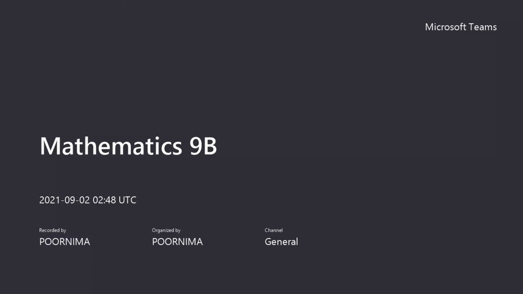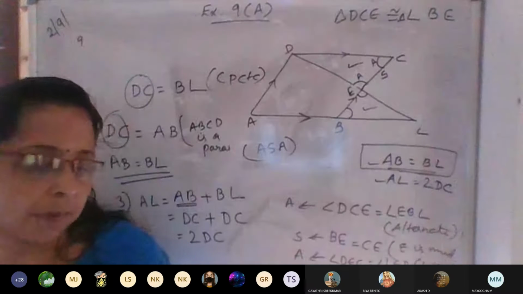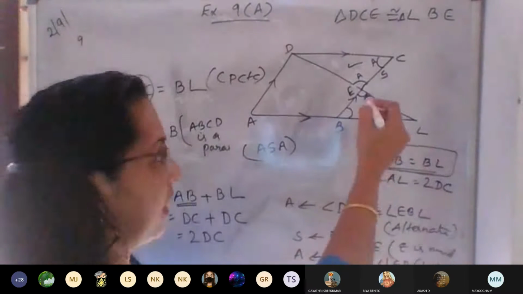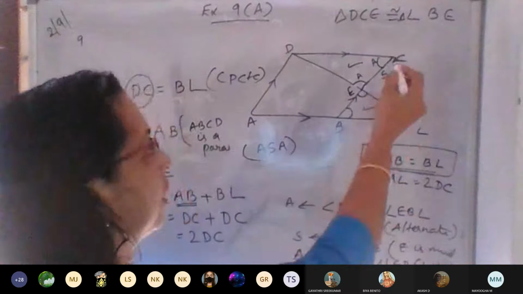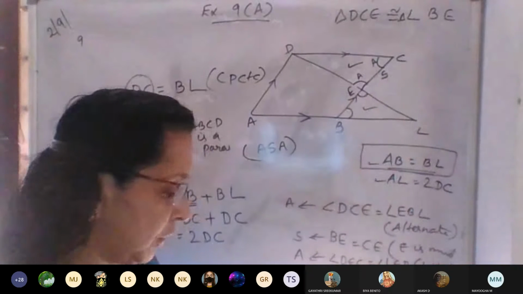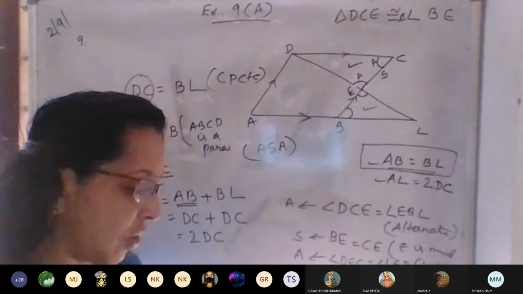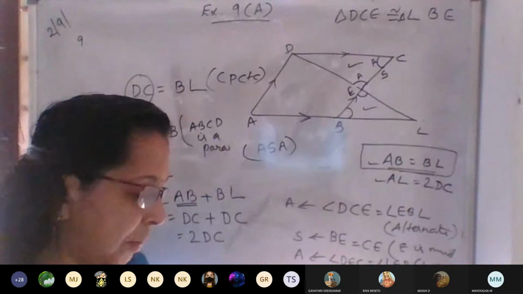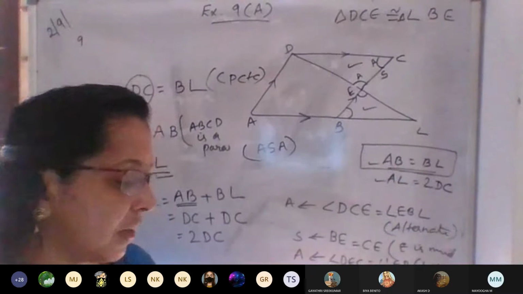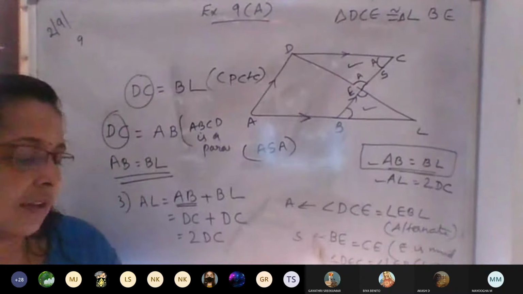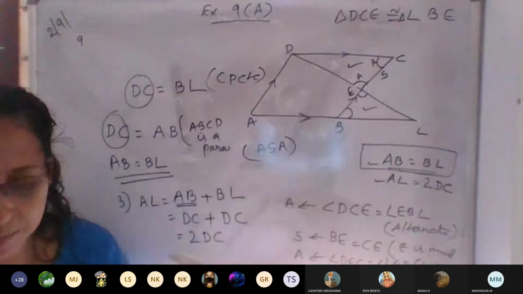Diagram in which ABCD is a parallelogram, ABL is a line segment, and E is the midpoint of BC. Prove that triangle DCE is congruent to triangle LBE. Second one, AB is equal to BL. Third one, AL is equal to 2DC.